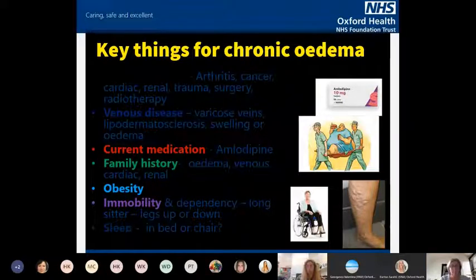Has anybody in their family had edema before? Venous disease can be familial, as can cardiac and renal issues. Obesity, obviously: people with obesity are more likely to have edema. They've got far more weight pushing down on their circulation coming back from their legs, making venous hypertension a reality there. And immobility and dependency. So you've got somebody sitting for long periods of time with their legs down, maybe somebody wheelchair bound, or people not moving. They're not getting their calf muscle pump going, so they're more likely to get edema.